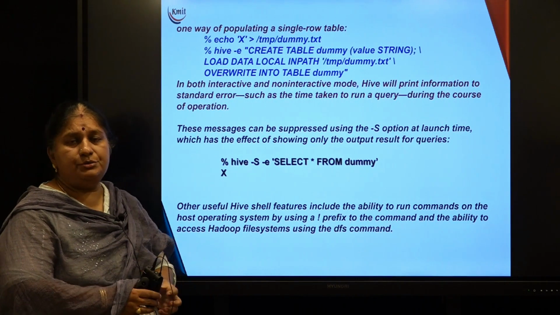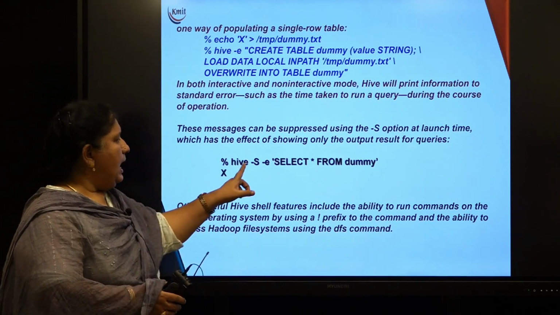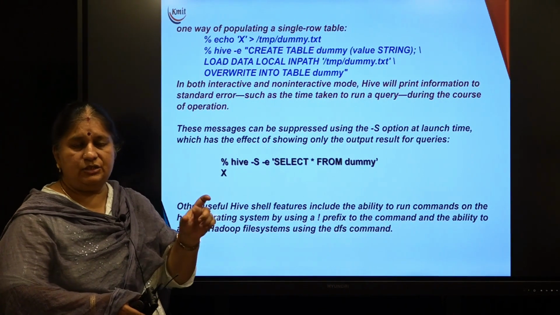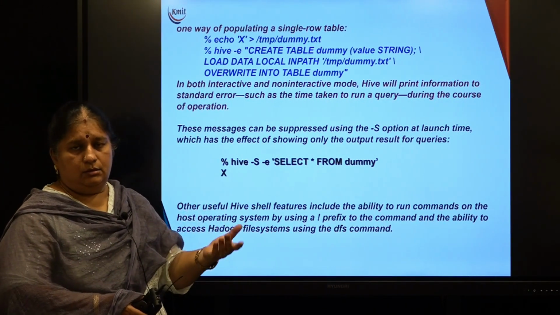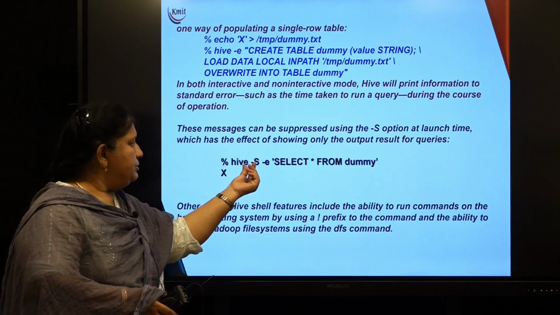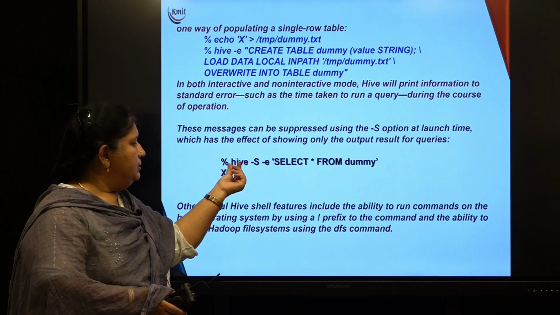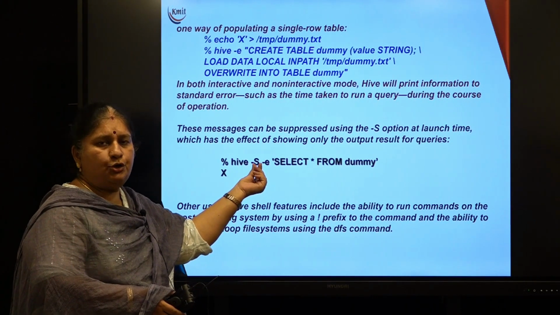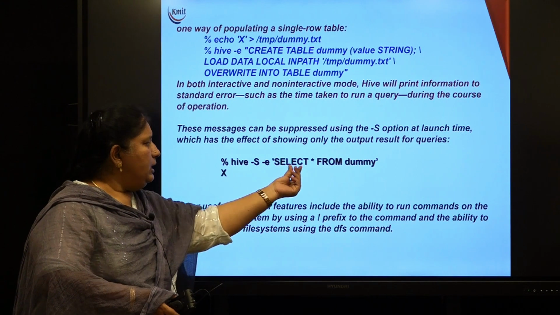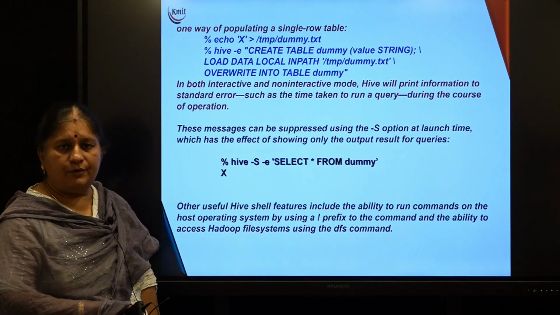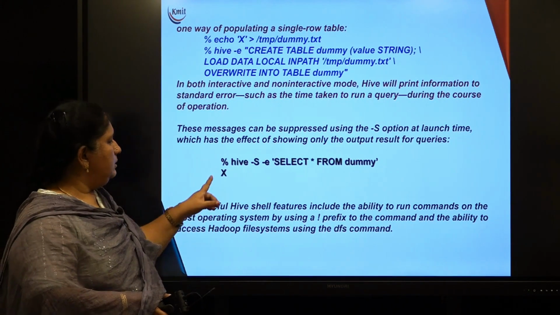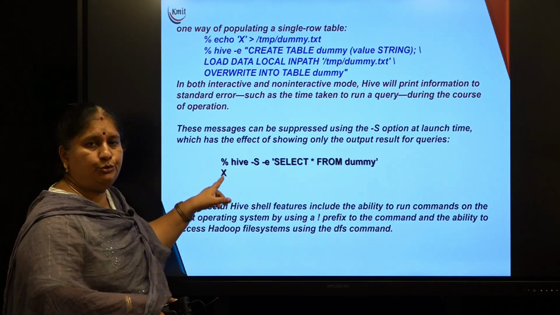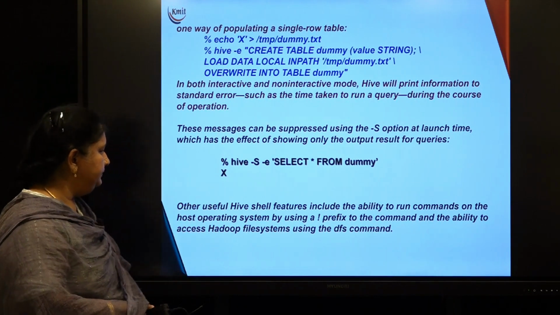So, you can try to suppress that message using -s. -s is an option to suppress the messages coming from the query execution. So, Hive -s -e. -e is for shortcut execution. What is the query we are trying to execute? Select star from dummy. What do we have in that? The single character X. Now, if you observe here, it will not show you the time taken for execution.